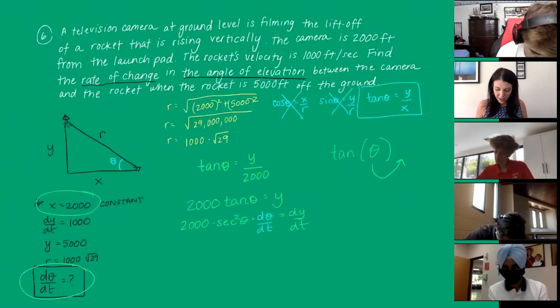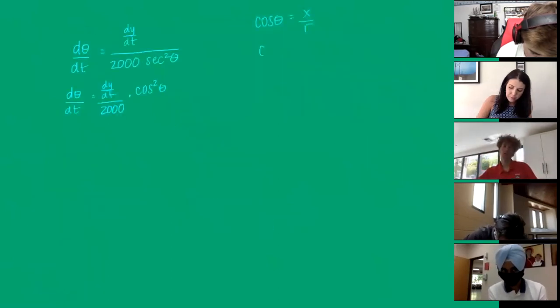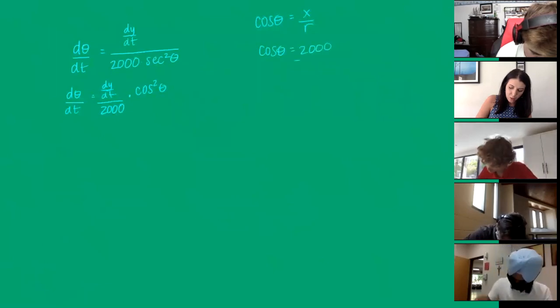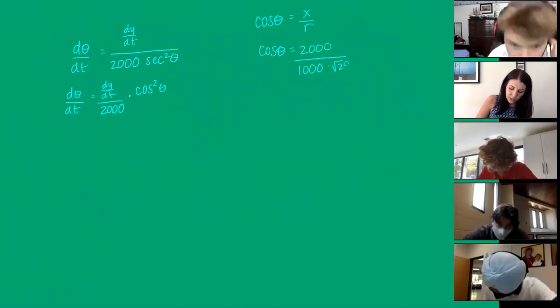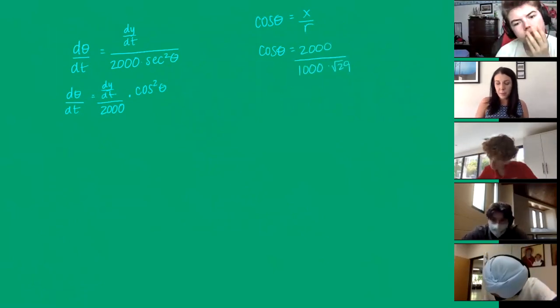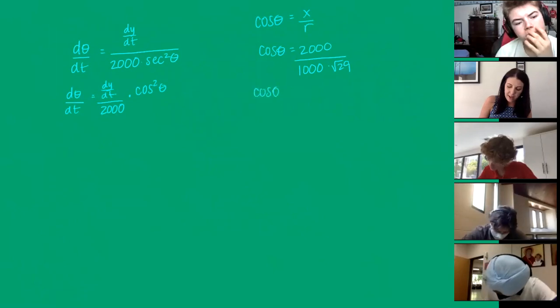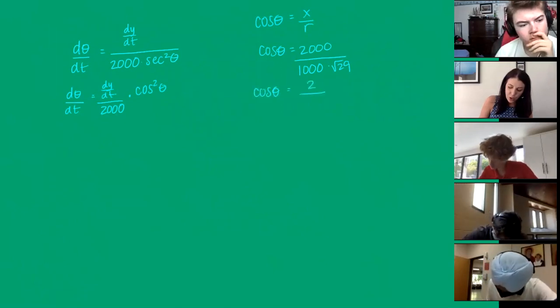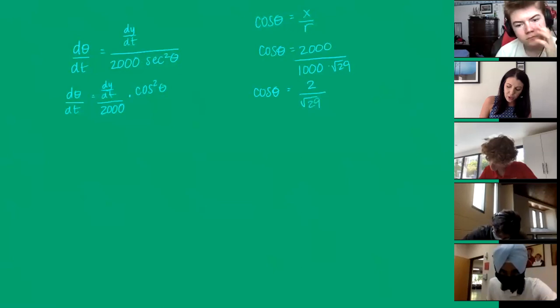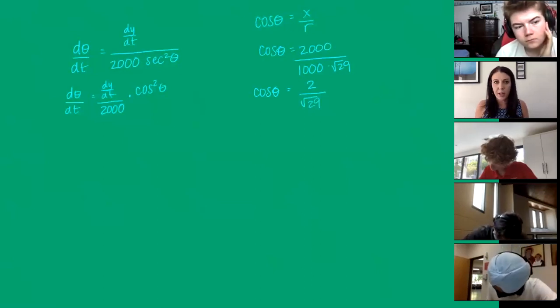So if I go back, my x was equal to 2000, and my r was equal to 1000 times the square root of 29. That simplifies quite a bit. Cosine of theta is equal to 2 over square root of 29. Again, you don't need to rationalize this. Don't waste your time doing that.